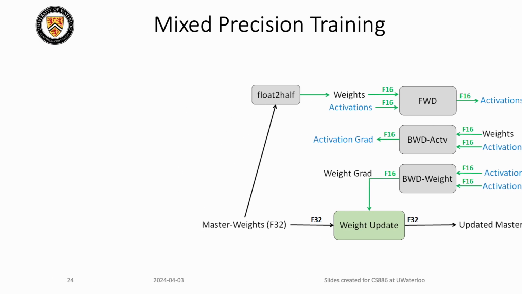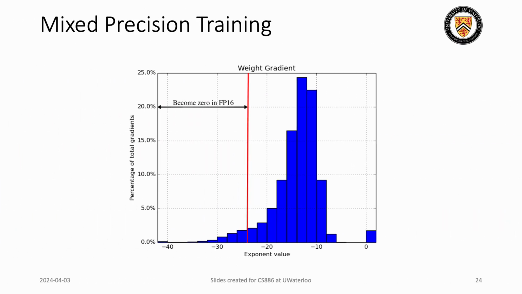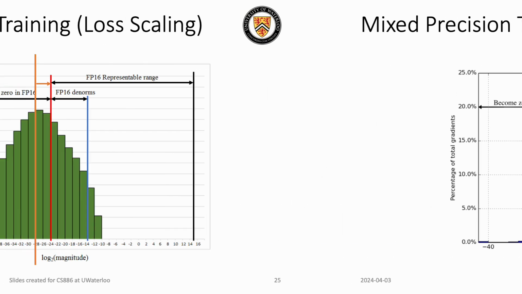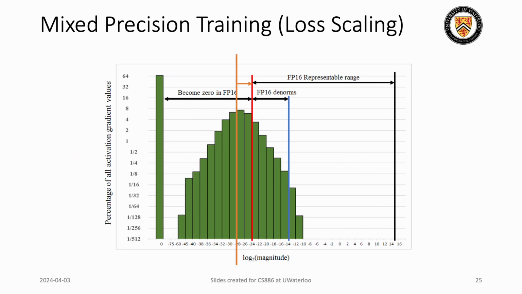There's a couple of nitpicks to this, which is in FP16, part of the gradient that is here, this part is in the subnormalized range, so it's not representable in FP16, and it becomes 0. So the way you do it is you just scale the loss, because this is the important part.